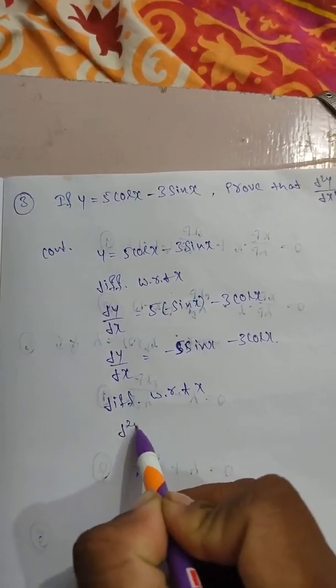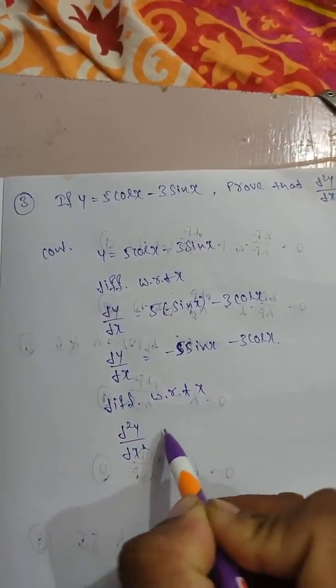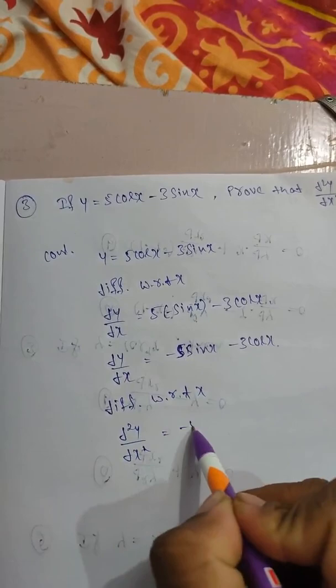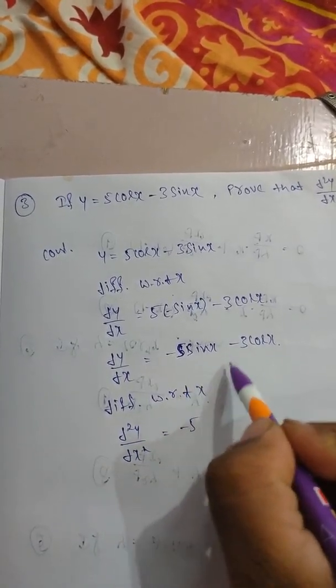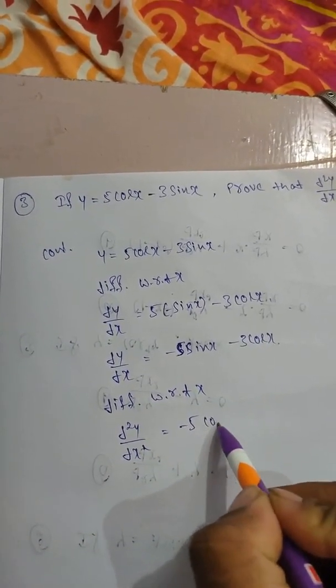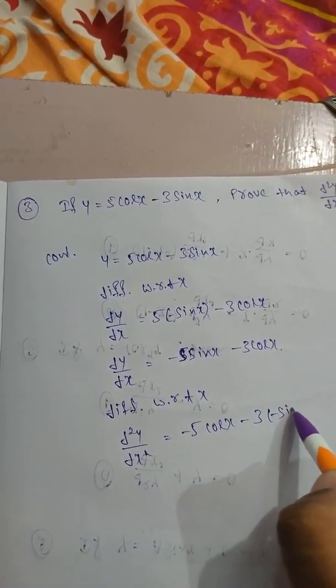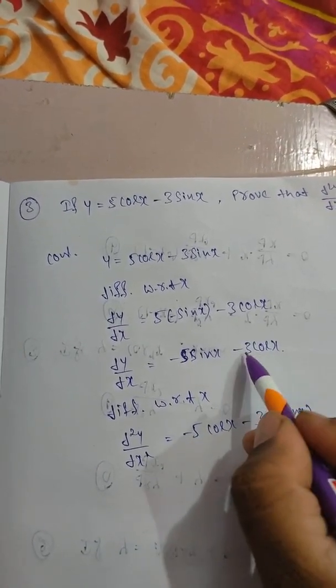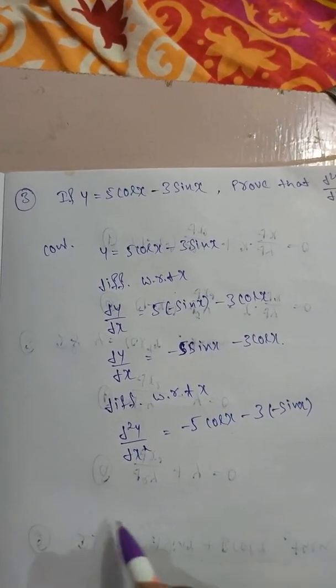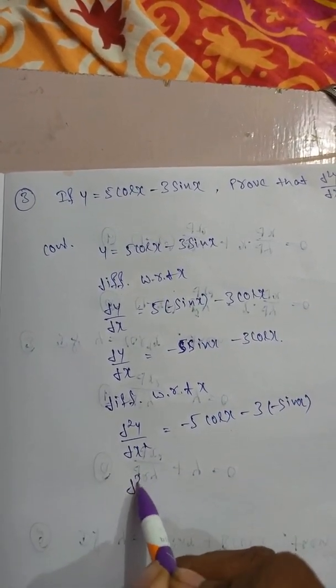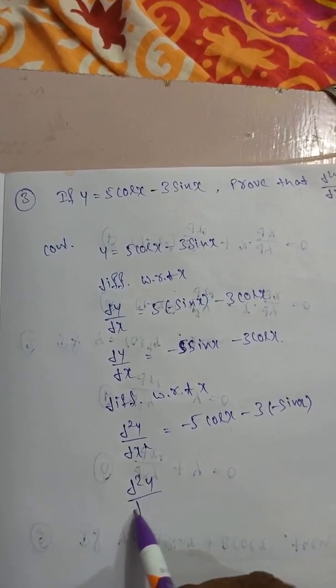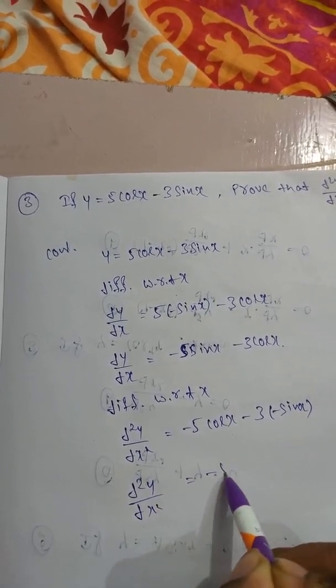So d square y by dx square is equal to, here minus 5 is a constant. Directly differentiate the sin x. The differentiation of sin x is cos x. Minus 3, what is the differentiation of cos x? Minus sin x. When there is a constant with the function, take the constant outside and differentiate the function. Now d square y by dx square is equal to minus 5 cos x.